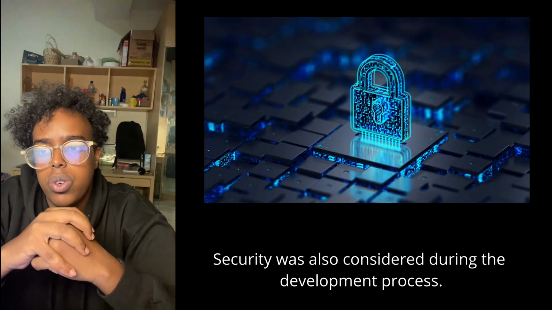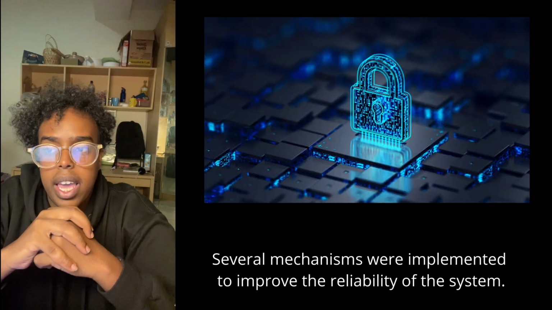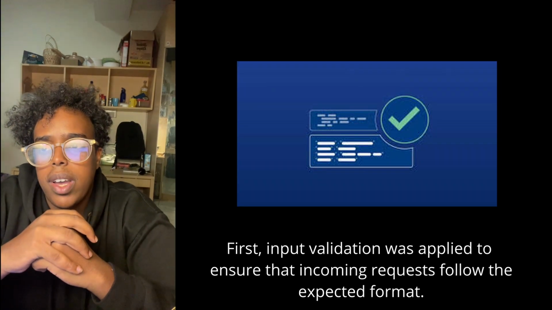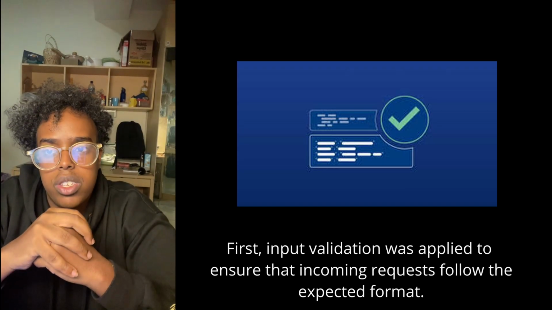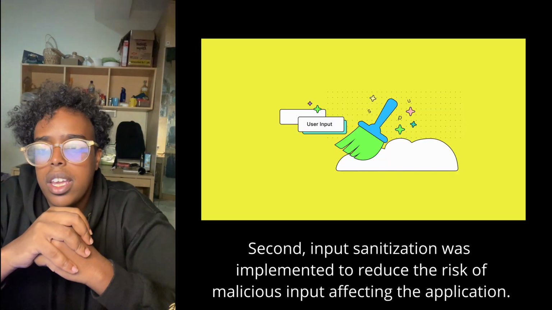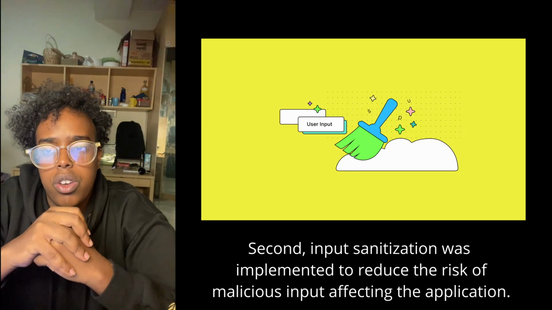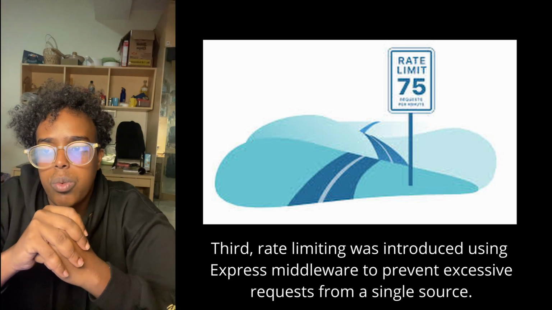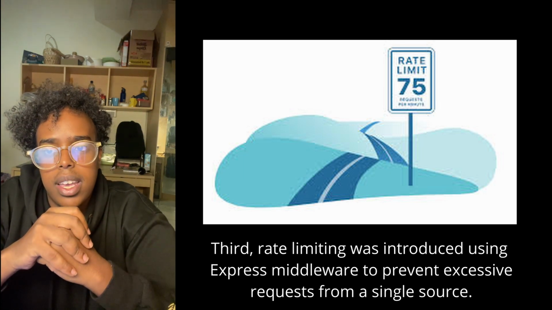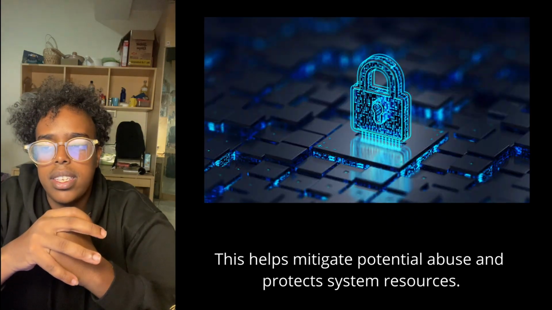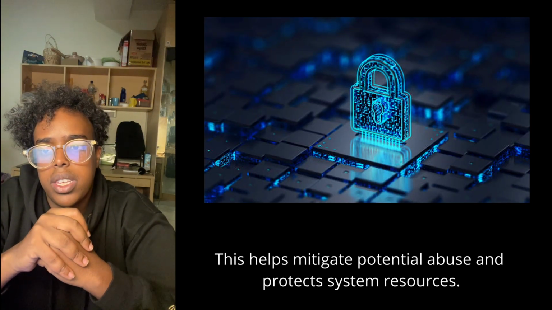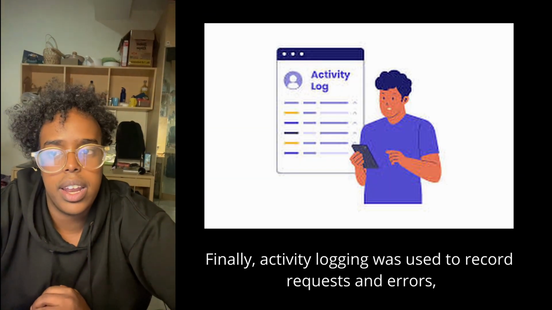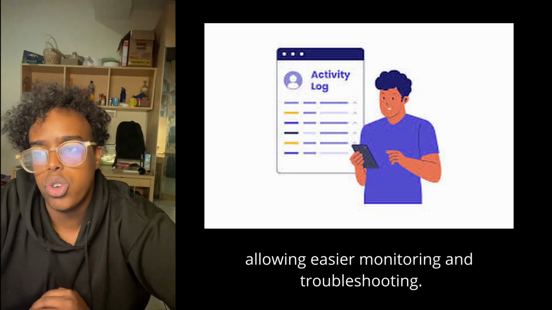Security was also considered during the development process. Several mechanisms were implemented to improve the reliability of the system. Firstly, input validation was applied to ensure that incoming requests followed the expected format. Second, input sanitization was implemented to reduce the risk of malicious input affecting the application. Third, rate limiting was introduced using Express middleware to prevent excessive requests from a single source. This helps mitigate potential abuse and protect system resources. Finally, activity logging was used to record requests and errors, allowing easier monitoring and troubleshooting.